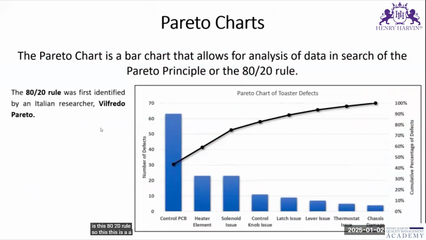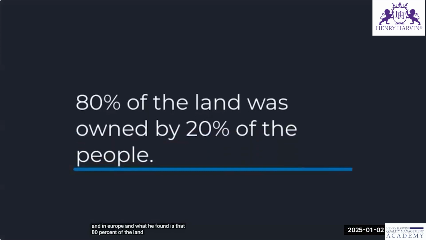So this is a natural phenomenon that was discovered by a guy named Vilfredo Pareto. He's an Italian researcher who was studying land ownership and wealth distribution in Italy and in Europe. And what he found is that 80% of the land was owned by 20% of the people.